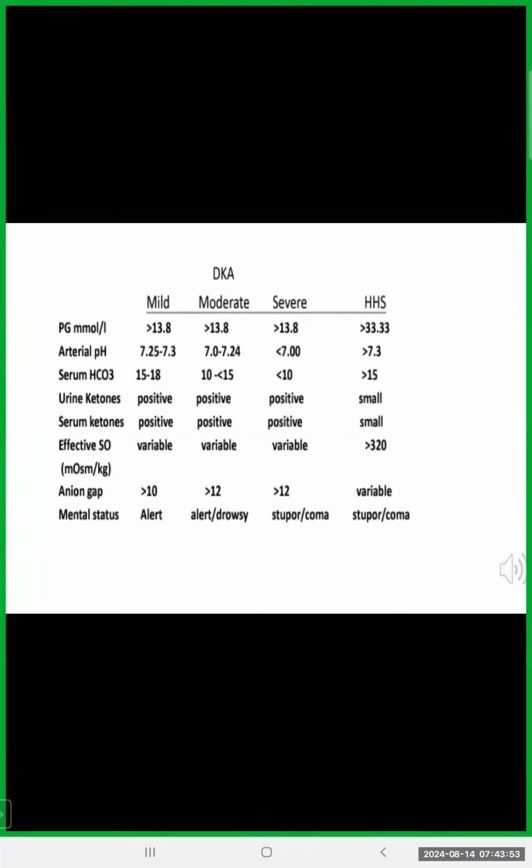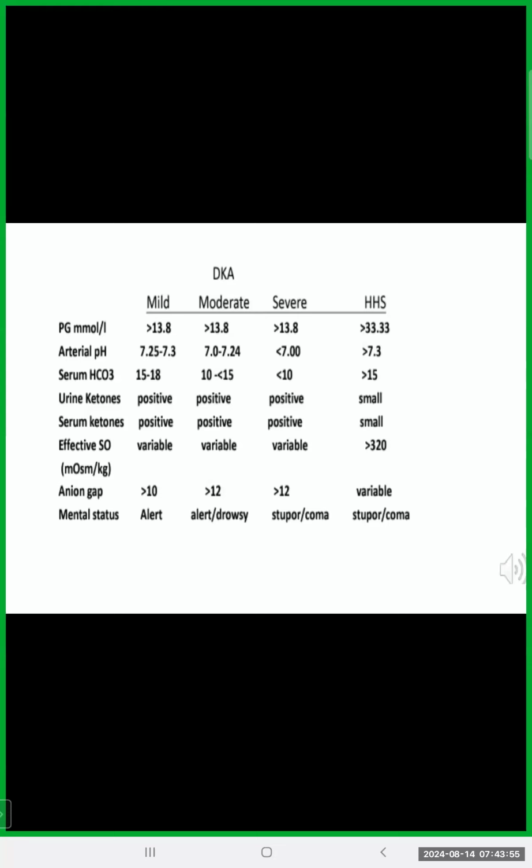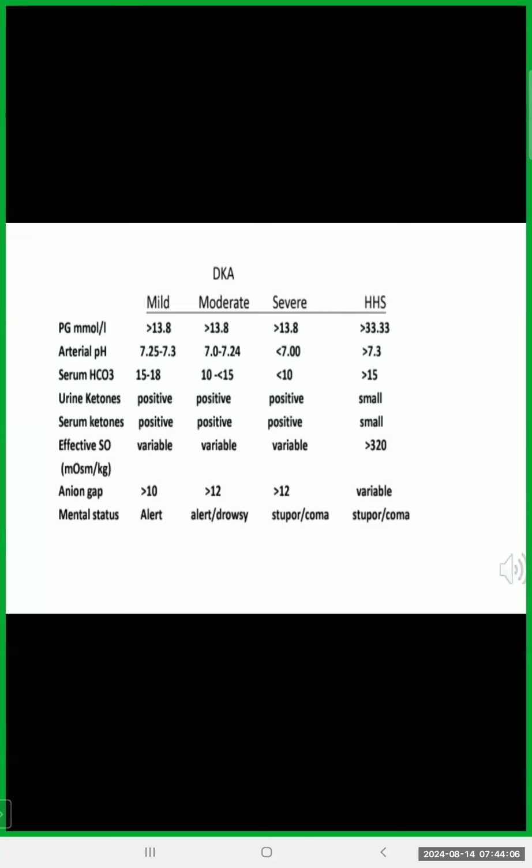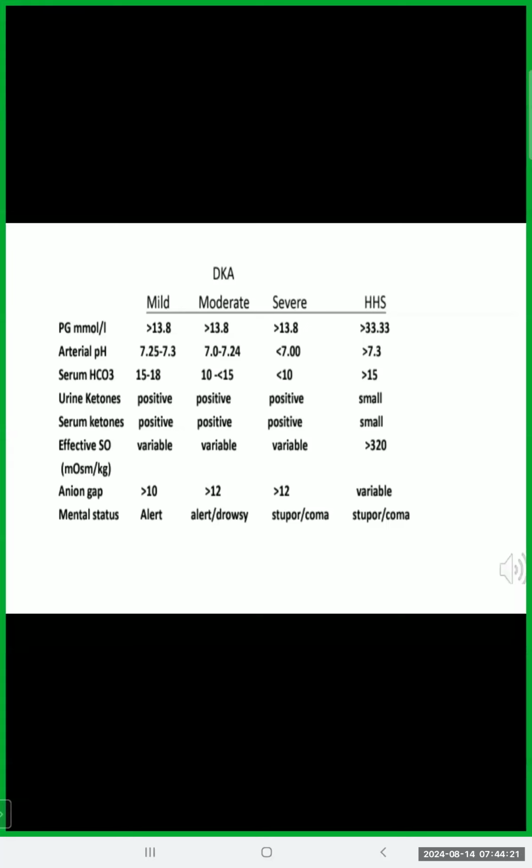Just because of time, I think we could look at that and try to compare that with HHS, seeing in terms of the glucose levels. Glucose level is far higher, and the mental state, the neurological manifestations, is more in patients with HHS compared to patients with DKA. But in the more severe form of DKA, the level of neurological involvement may almost be the same for severe DKA and HHS.